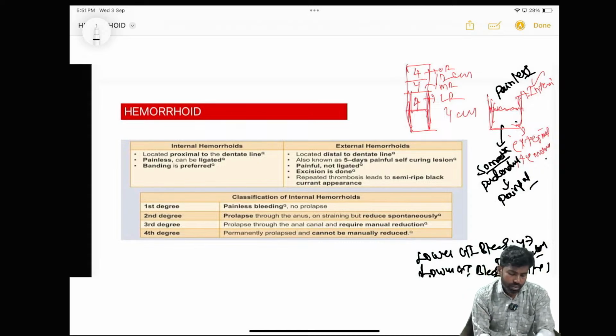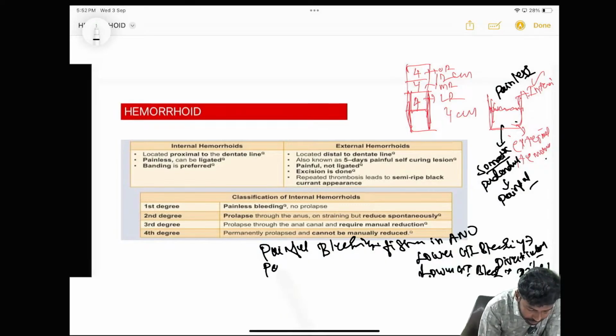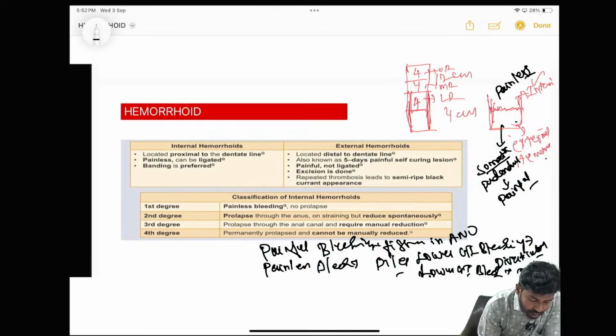It is called acute fissure. The common cause for painful bleeding is fissure in ano. Painless bleeding is piles. Now you can see the difference.